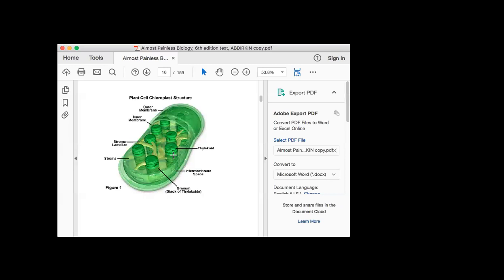Okay, so the chloroplast is the organelle in which photosynthesis takes place, and there are two different reactions in photosynthesis, the light and the dark. The light reactions, which we'll talk about first, are carried out on structures called the thylakoid membranes, okay? And the dark reactions are carried out in what's called the stroma.